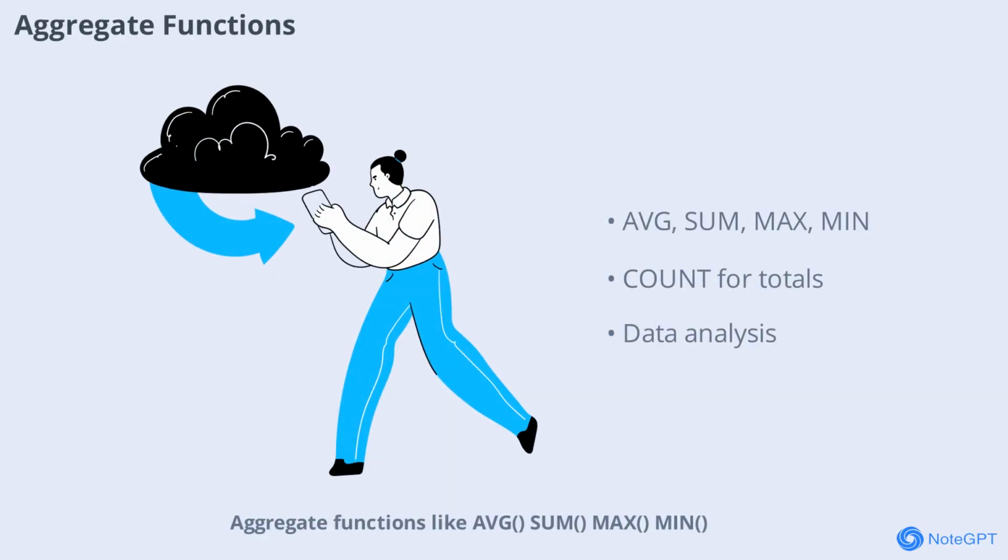Aggregate functions like AVG, SUM, MAX, MIN, and COUNT help you analyze groups of data. For example, SELECT COUNT(DISTINCT salary) FROM emp counts unique salaries. These functions are often used with GROUP BY to generate reports and insights from your data.